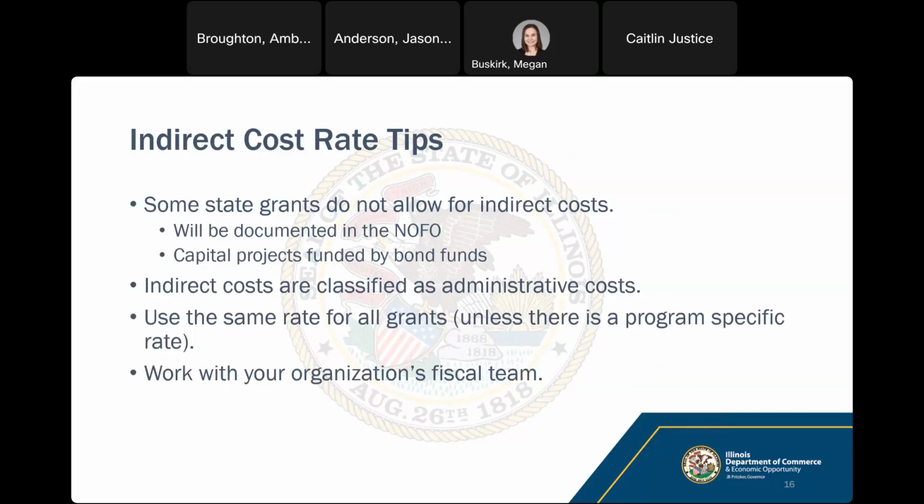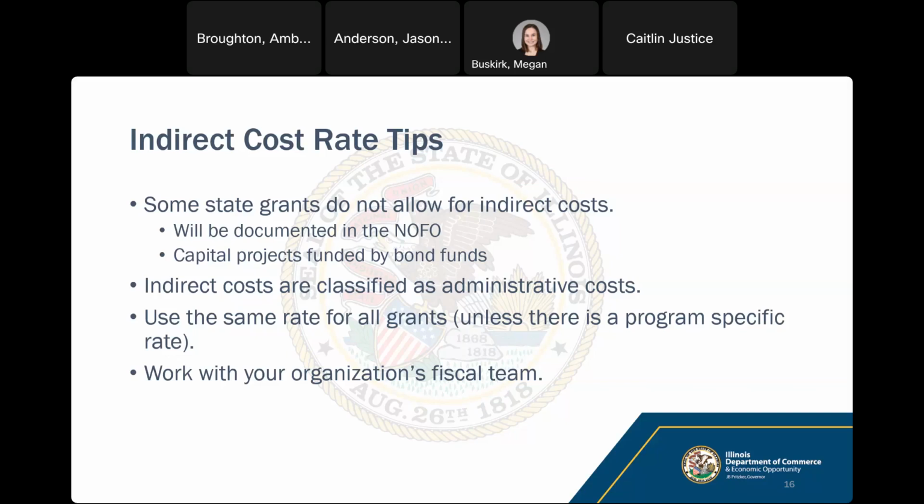All right, just a couple of tips with the indirect cost rate. There are grants given by state agencies that do not allow for indirect cost, which will be documented in the Notice of Funding Opportunity, or NOFO. The most common ones are funds that are given for capital projects and funded with bond funds. Indirect costs are also classified as administrative type costs. Therefore, you need to be aware of any administrative cost limitations on a grant that you receive.